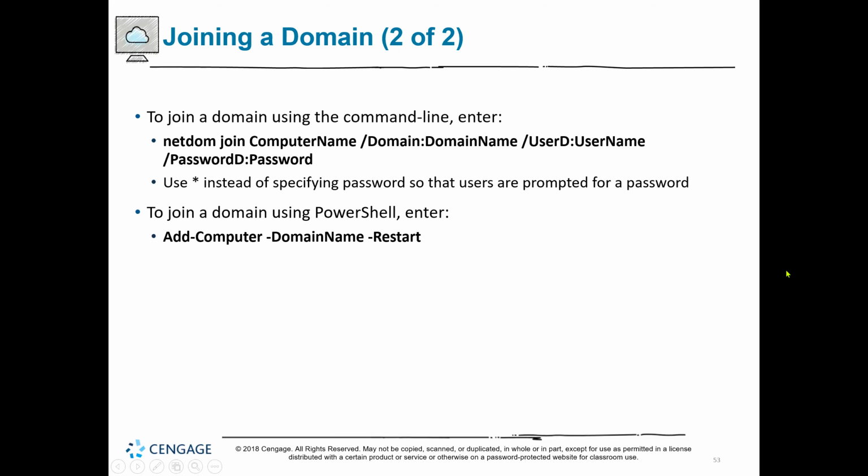To join a domain using command line, you have your netdom join computername /domain:domainname /userd:user /passwordd:*, and then use an asterisk instead of specifying the password so the user is prompted for a password. And then PowerShell: Add-Computer -DomainName domainname -Restart.